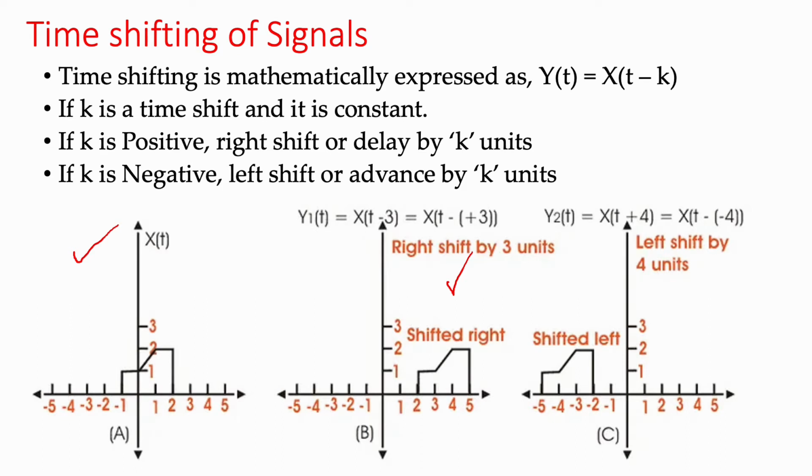Now you come to the next part. Here it is given x of t plus 4. What is the k value? Minus 4. Here the k is minus 4. So what will happen? If k is negative, left shift by k units. Now the same signal is shifted towards the left by 4 units. This is for time shifting.